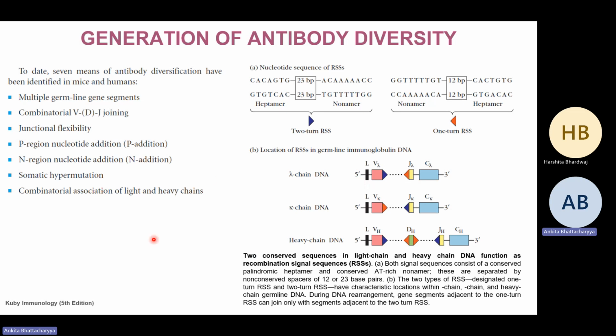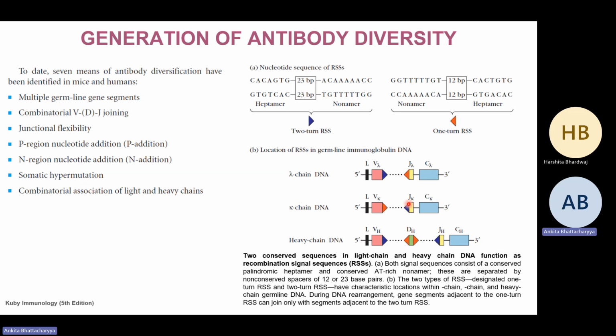For the sources of antibody diversity, we have studied how there can be multiple germline gene segments, combinatorial joining, junctional flexibility, P region and N region nucleotide addition, somatic hypermutation, and then their combinatorial association, leading to antibody diversity.